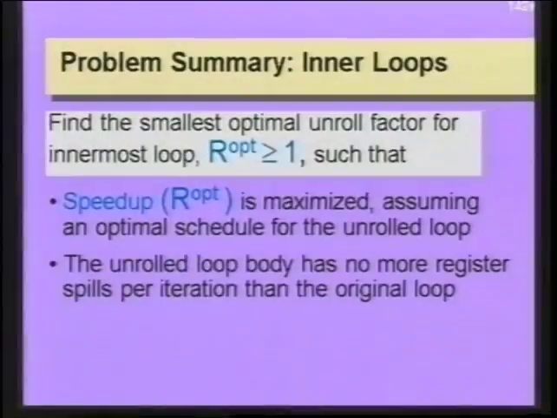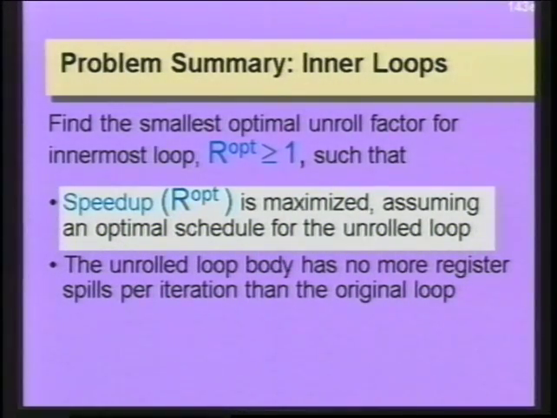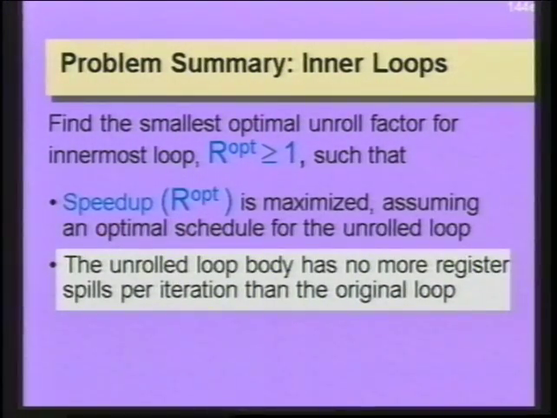Instead, it's a comment on the fact that we do not as yet have a robust integrated algorithm for both instruction scheduling and register allocation in compiler theory. So to summarize this discussion on unrolling an innermost loop, the problem that we need to solve is to find an optimal unroll factor R opt such that the speedup is maximized if we consider all the benefits from instruction parallelism, and also such that the unrolled loop does not introduce any more register spills per iteration than the original loop body. As I mentioned earlier, this is because of the lack of an integrated algorithm for register allocation and instruction scheduling. When compiler theory advances to that point, we can in fact drop the second constraint from the problem statement.